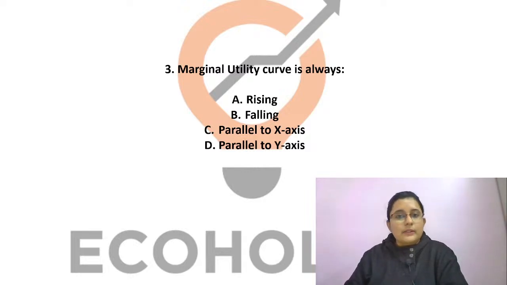Okay, another related question, question number 3. Marginal utility curve is always rising, falling, parallel to x-axis, parallel to y-axis. What should be the right answer? The marginal utility curve is always rising, or it is always falling, or it is parallel to the x-axis, or it is parallel to the y-axis. What should be the right answer?